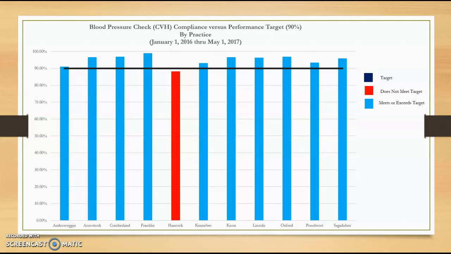The next graph, this one, shows the compliance for cardiovascular patients to have their blood pressure taken during an office encounter. The target value is 90% and is represented by this dark blue line. Again, the blue bars show those that meet or exceed this target. On the other hand, there is one red bar, unlike the last one, Hancock, which is the only office who is not meeting the performance measure, which is in red.